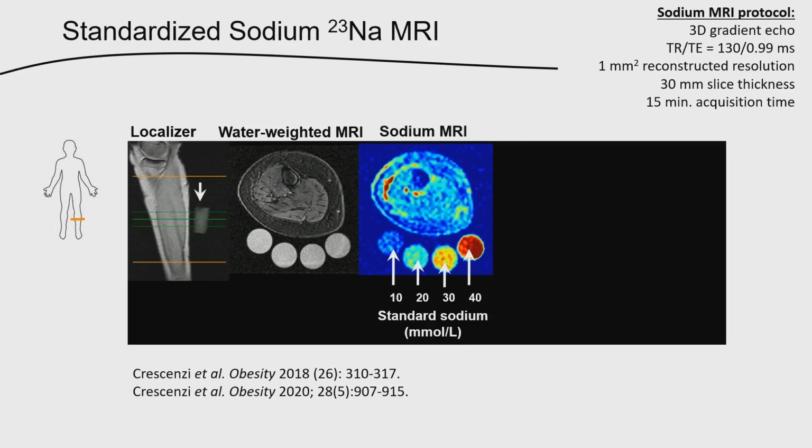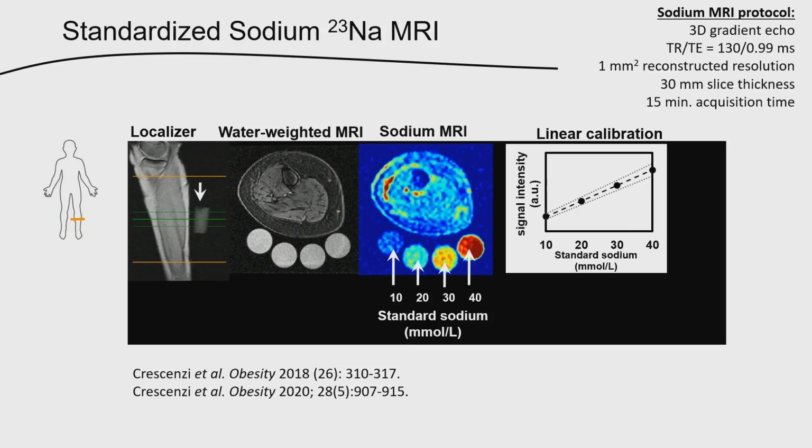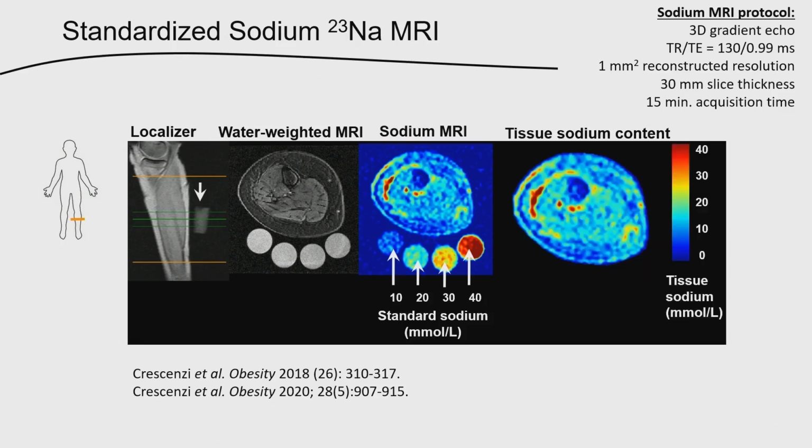And with these different bottles of known concentration, we can use the signal intensity in those bottles to calibrate the signal intensity that we see in the tissue. In that way, we can calculate across the leg a tissue sodium content map. And it's standardized for everyone because we use the same bottles of sodium for every single participant. So this, we think, is really helpful to provide a quantitative, standardized tool that can be applied at multiple centers. We are very interested in multi-center trials, but this will be just a one-center trial today.